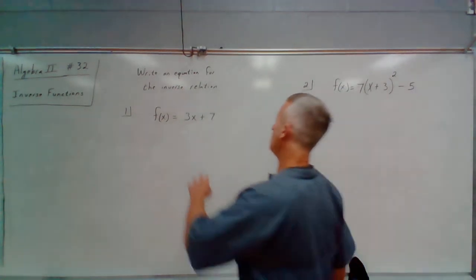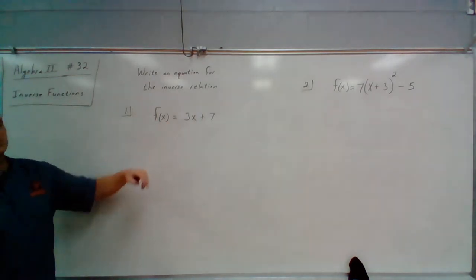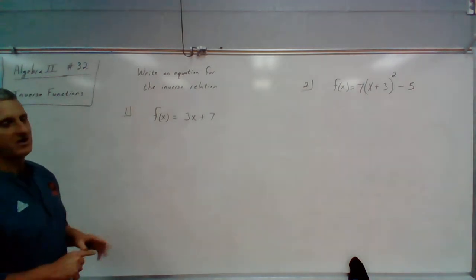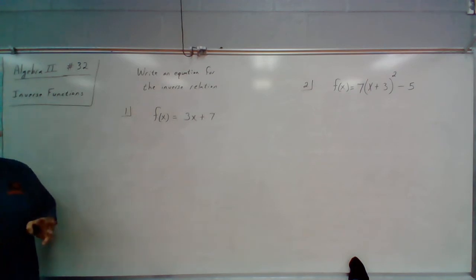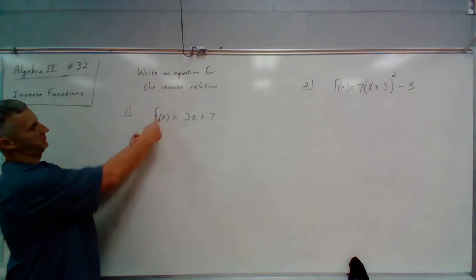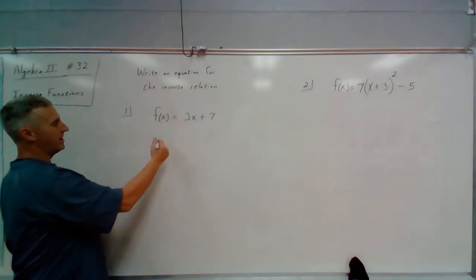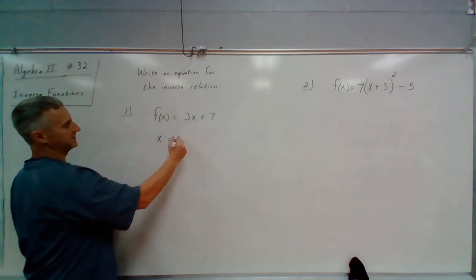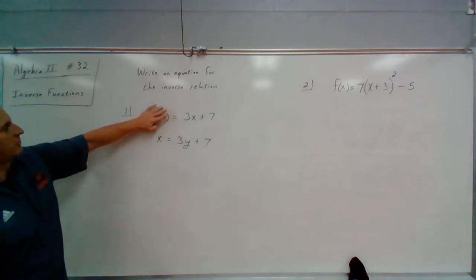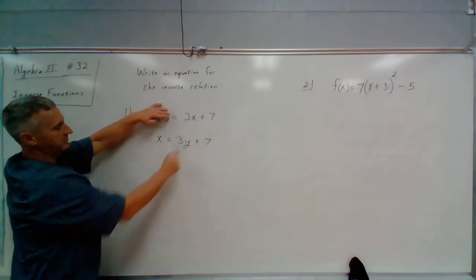All right, let's write an equation for the inverse relation. So I have the function f of x equals 3x plus 7. I want to write the equation for the inverse function here. All right, so this is really simple. Remember, an inverse relation just means you switch the x and the y. So here's my y, here's my x. I'm going to make my y be my x, and my x be my y. f of x is just a y, so I pretend there's a y here. I switch the x and the y. This becomes an x. This becomes a y.